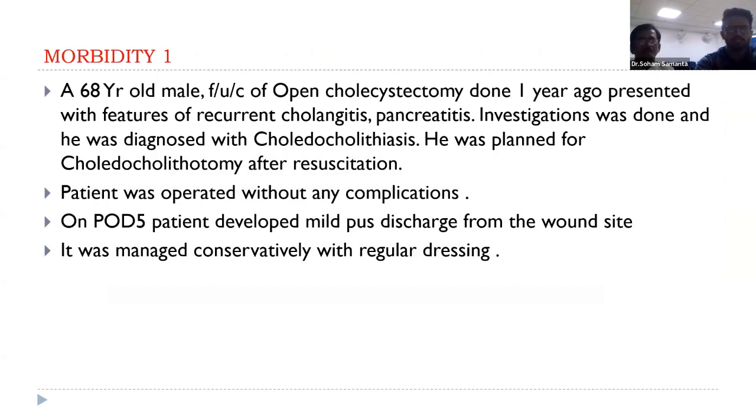Morbidity number 1, 68-year-old male, follow-up case of open cholecystectomy done 1 year ago with features of recurrent cholangitis and pancreatitis. Investigations were done and he was diagnosed with choledocholithiasis. He was planned for choledocholithotomy after resuscitation. Patient was operated without any complications. On POD5, the patient developed mild pus discharge from the wound site. It was managed conservatively with regular dressing.